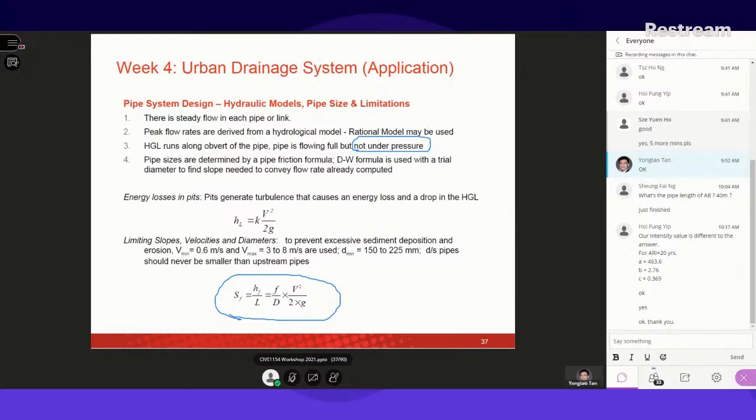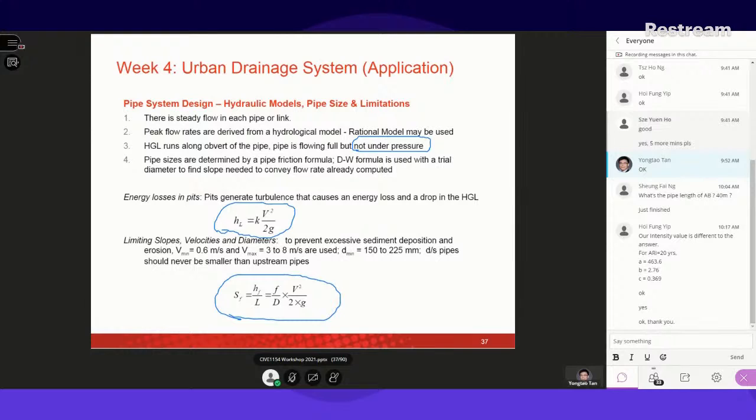In the design of the pipe system, we also need to calculate the energy loss in the pit. Because the pit generates turbulence, that causes the energy loss and a drop in the HGL. I will show that later. So normally we use this one to calculate the energy loss in the pit.